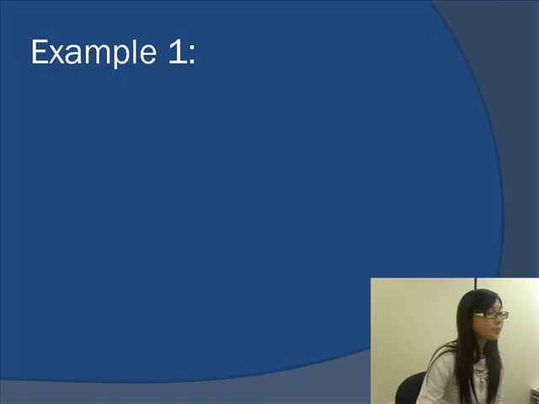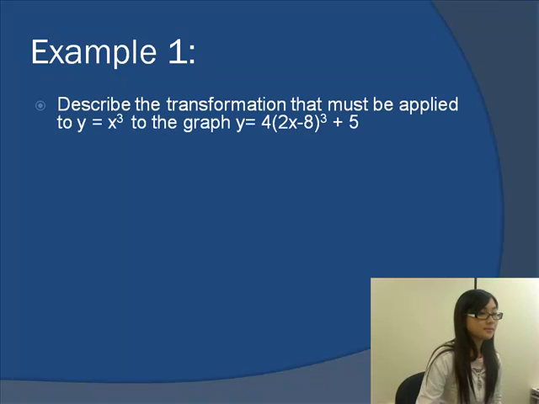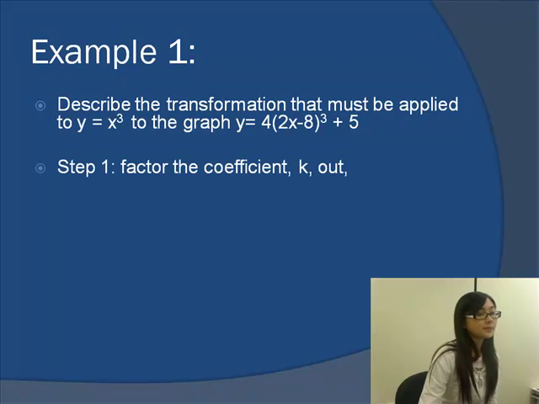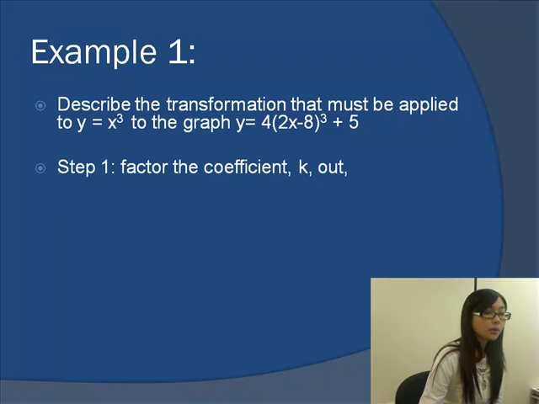Let's take a look at example 1 from your learning resources. It asks us to describe the transformation that must be applied to y equals x cubed to get the graph y equals 4 times (2x minus 8) cubed plus 5. Step 1, we have to factor the coefficient, which is k, out. Remember, k is the horizontal compression or stretch.